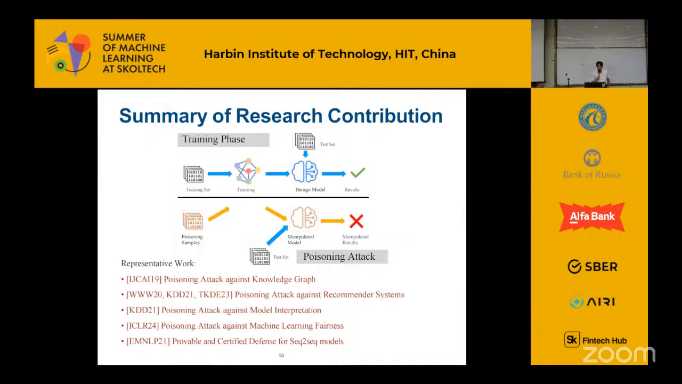And this is the summary of my research contributions in this field. As we can see, the representative work covers the attack against non-linear embedding, the attack against the recommendation system, the attack against model interpretation, the attack against machine learning fairness, and also the probable and certified defense for the single-step model. This is something like a theory paper.